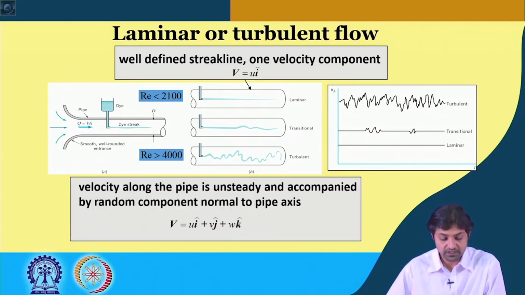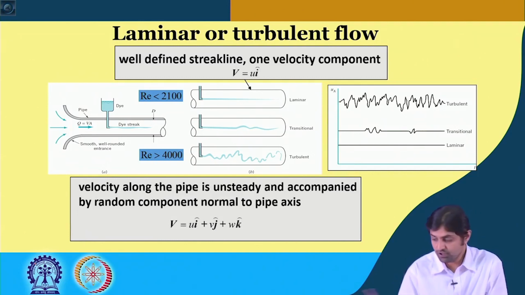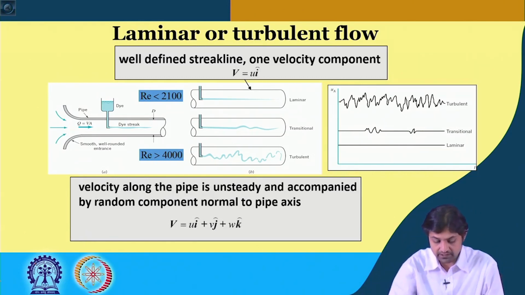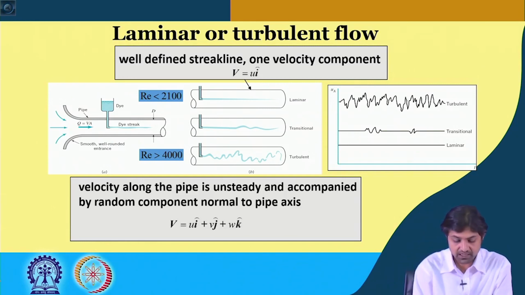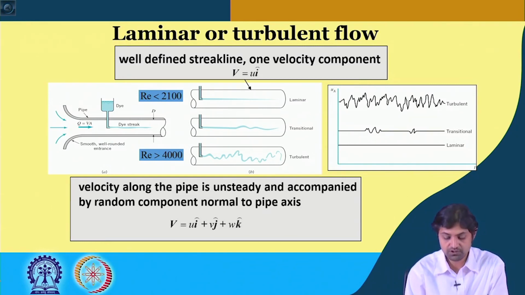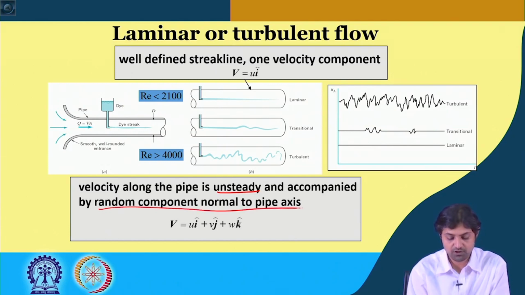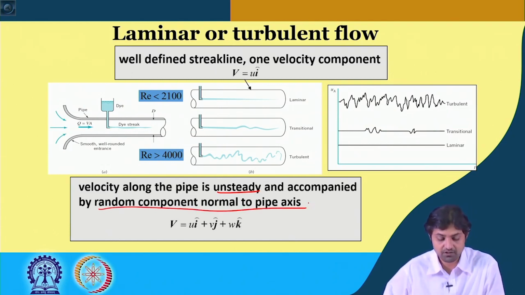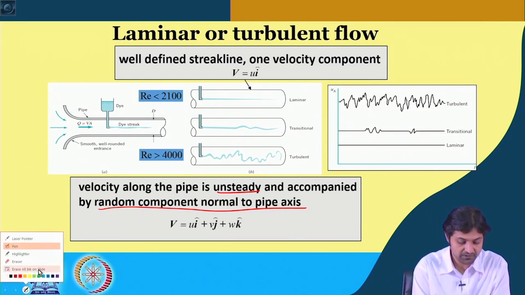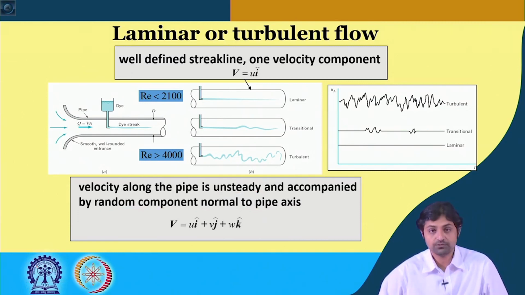whereas in the turbulent flow the velocity along the pipe is unsteady and it is accompanied by a random component normal to the pipe axis. And the velocity will be the sum of velocities in all the three directions, that is going to be u I cap plus v j cap plus w k cap. That is an important property of the turbulent flow.